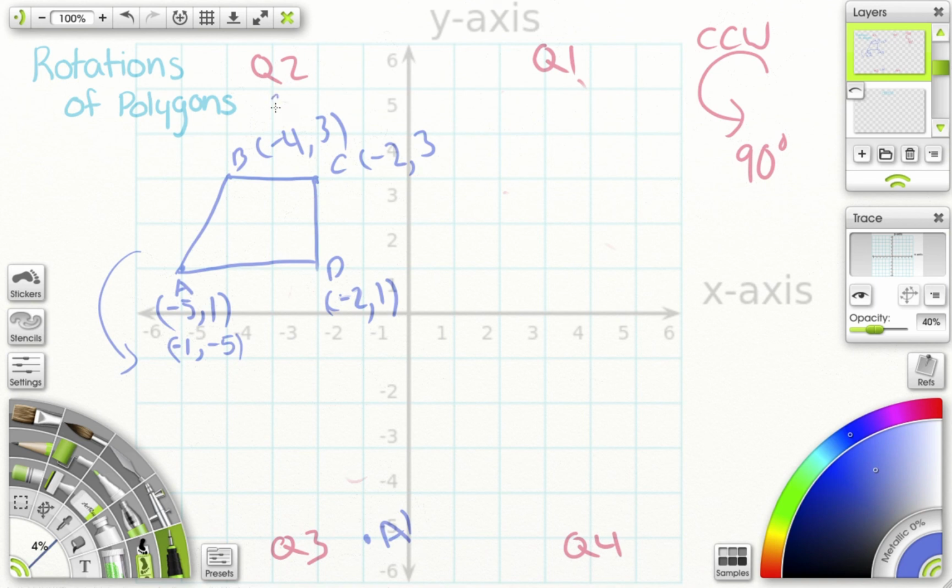B, switch them around, 3, -4. 3 must become a negative. So -3, -4. That's B prime. C, switch them around, so it becomes 3, -2. 3 must become a negative, so it goes -3, -2. So that is C prime. And D, I switch them around, so it becomes 1, -2. My first digit must become a negative, so I go 1, -2. And that is my D prime. And that is our rotated shape.